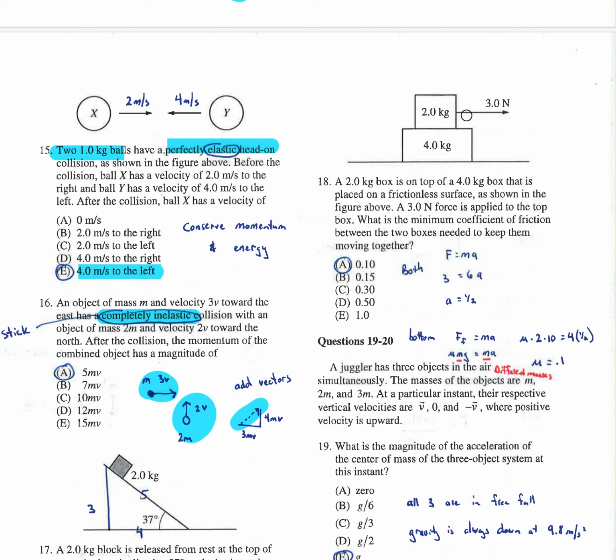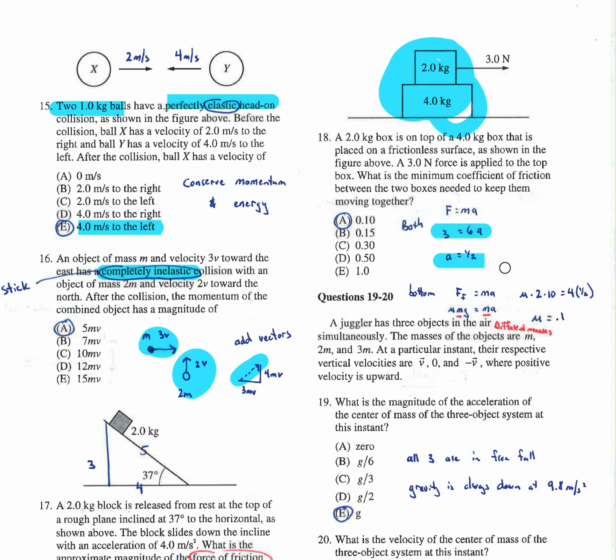18. All right, well, we're pulling this top box, but they're staying connected. So view those boxes as just one massive box of 6. And that's where I get this line right here. You're pulling a 3, you're pulling a box that's a 6, and thus you accelerate at a half. And then you go to the bottom box. You're like, all right, what's actually happening now?